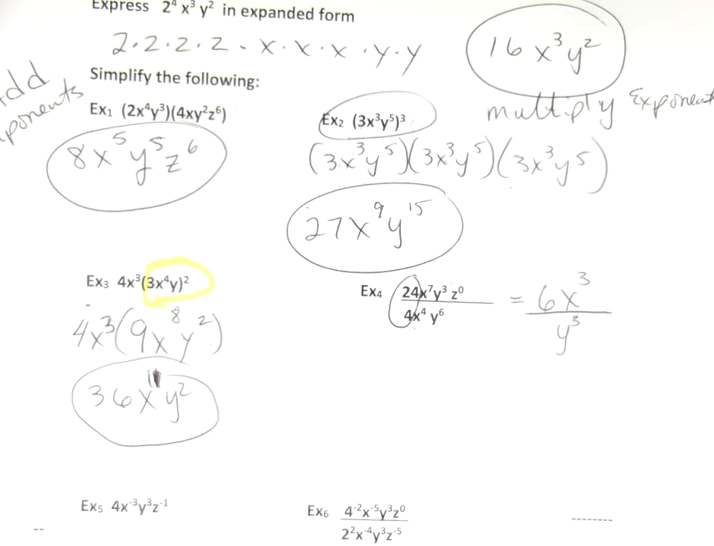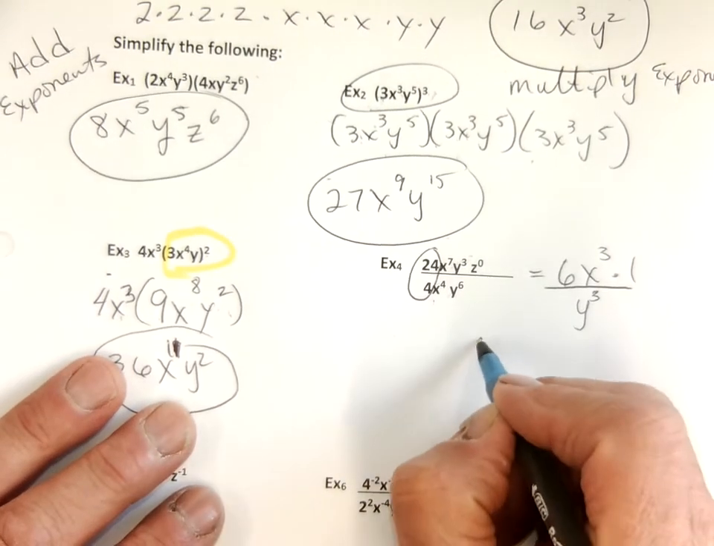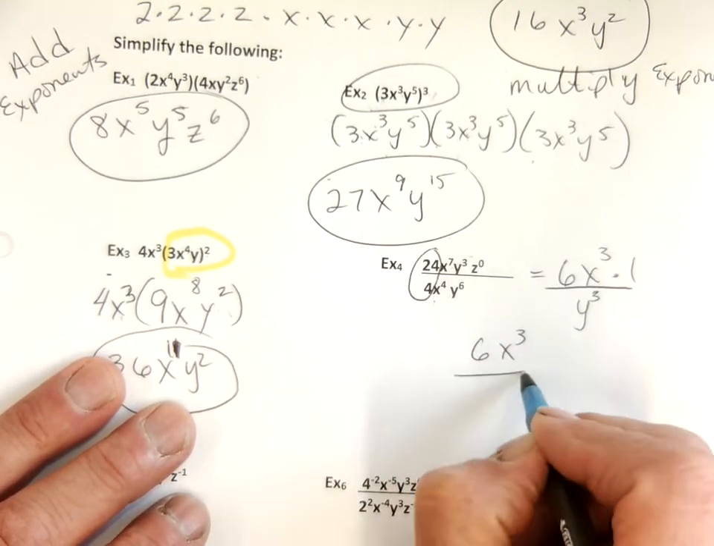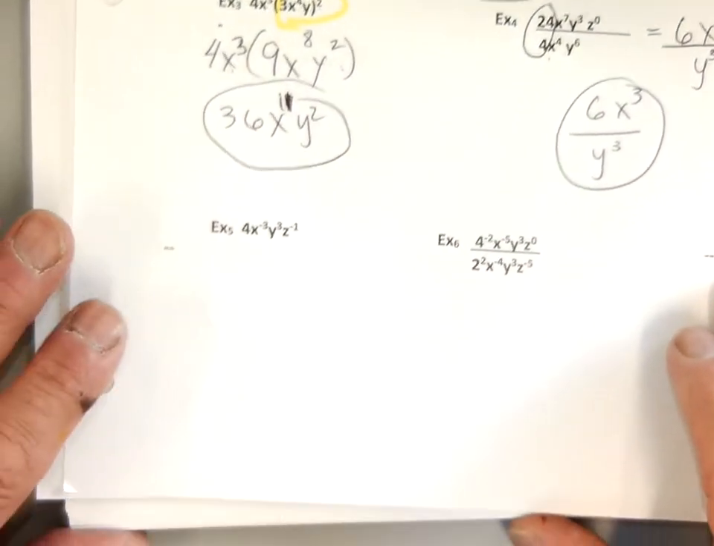You guys never learned this last year, huh? Wow. Okay, and so I don't really need the 1, but I'll put it there. So how about a 6x to the 3rd over y to the 3rd, okay? All right, now, negative exponents.